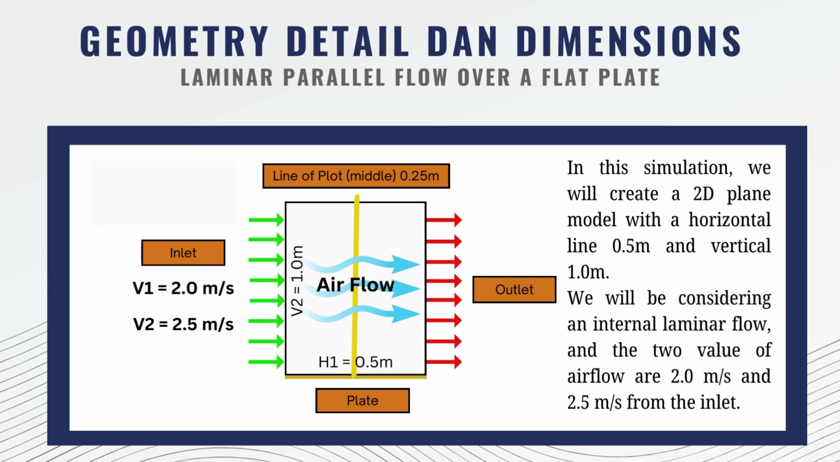In this simulation, we will create a 2D plane model with a horizontal line of 0.5 meter and vertical of 1 meter. We will be considering an internal laminar flow, and the two values of airflow are 2 meters per second and 2.5 meters per second from the inlet.